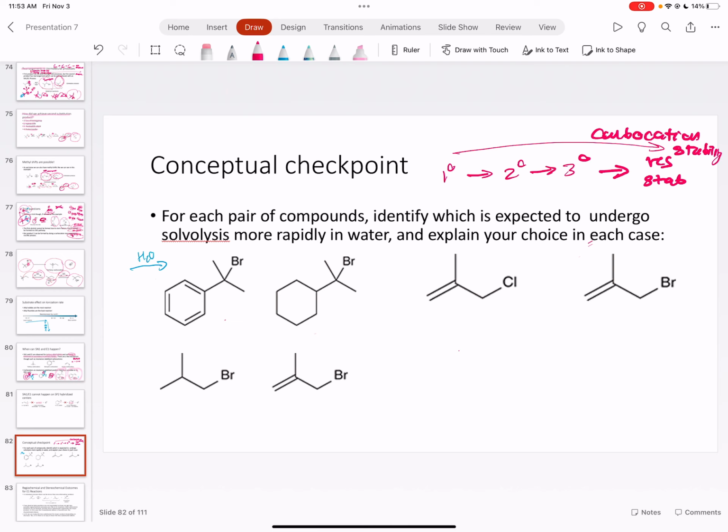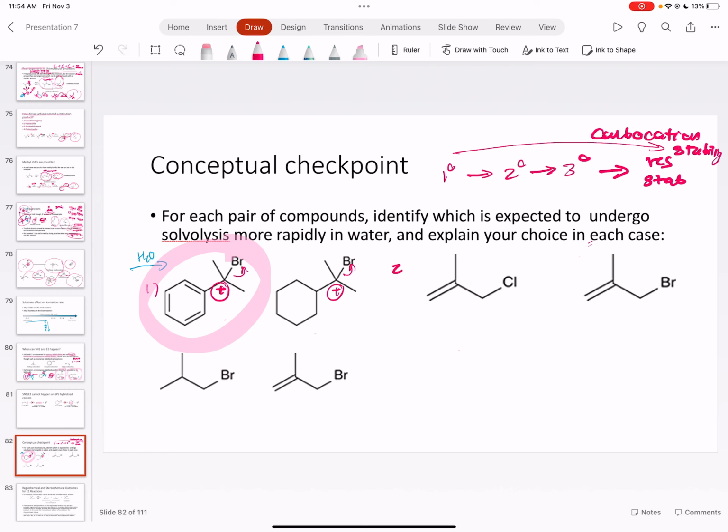So then, for example, for the first problem, if our bromine was to leave, we'll have a positive charge in here, right? And I would prefer this one, because that one is resonance stabilized, right? Well, this one's not really.